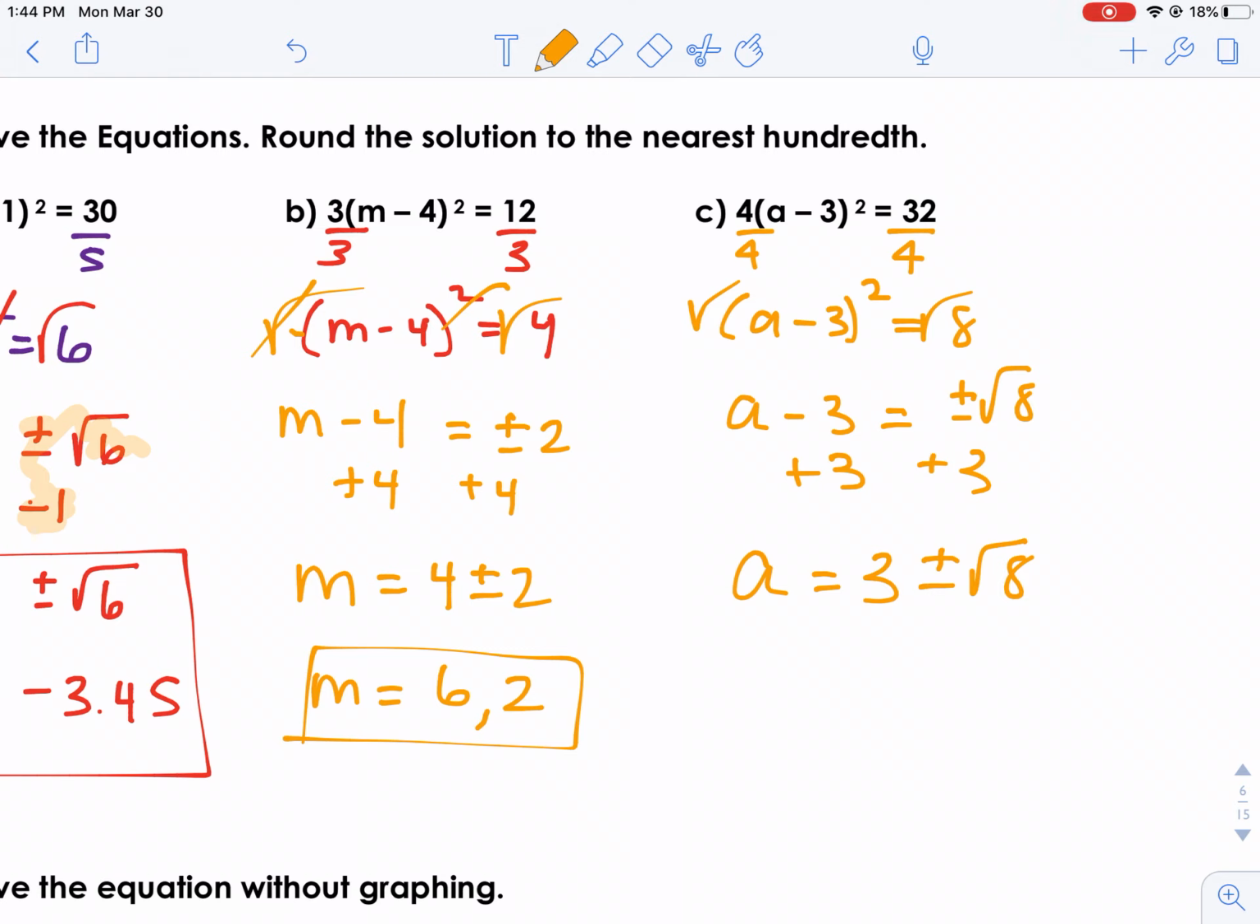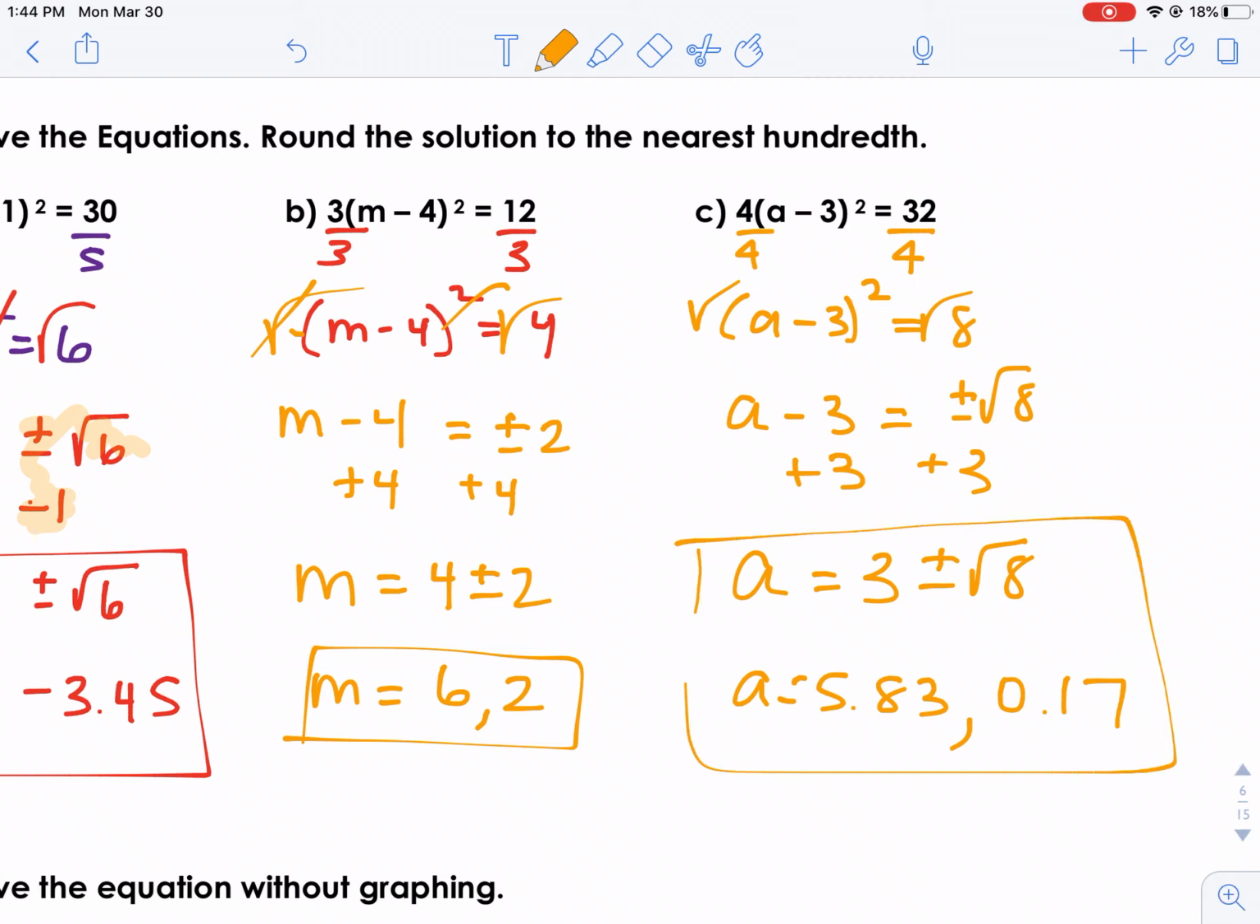And then again, go ahead and take your calculator and type in 3 plus root 8. That'll give you 5.83. Then 3 minus root 8, and that'll get you 0.17. So we have our answers. Again, this is our exact answer, and then our answer rounded to the nearest hundredth.